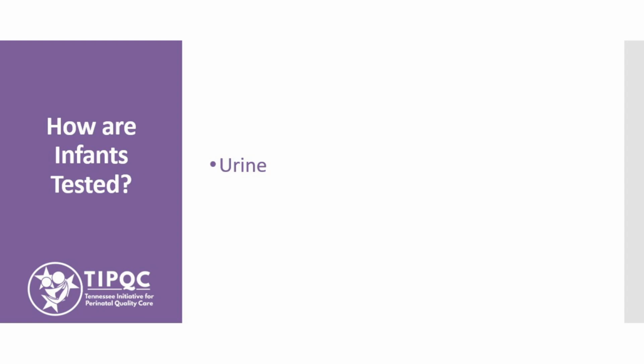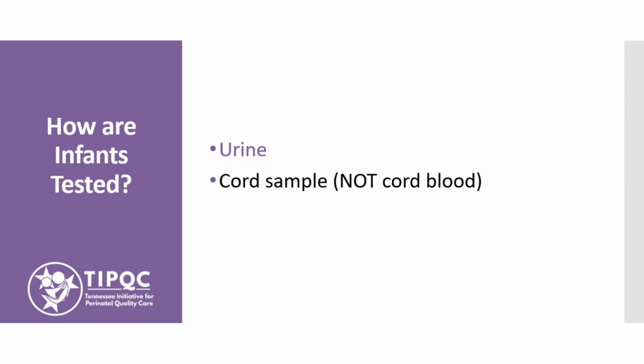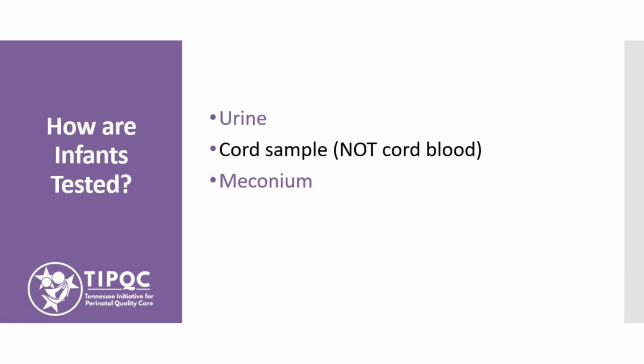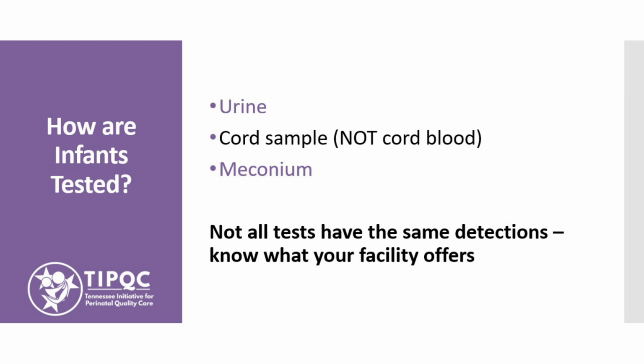There are 3 basic ways that infants are tested: urine drug test, cord sample. This is not cord blood, it's actually a physical sample of the cord, and meconium. So recognize that not all of these tests have the same detection window. They don't have an overlap of what they're going to detect. Urine drug screens should really be used in very specific situations. We tend to use them only if mom is altered in triage and we want kind of a rapid answer for what the exposure may be.